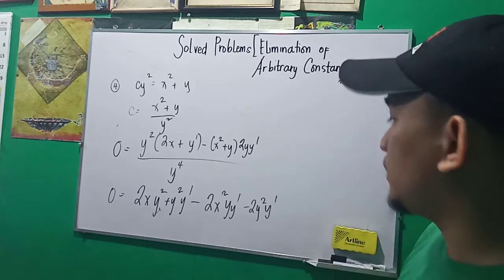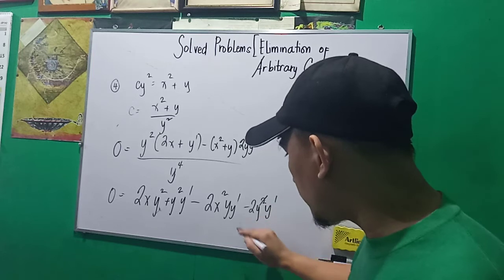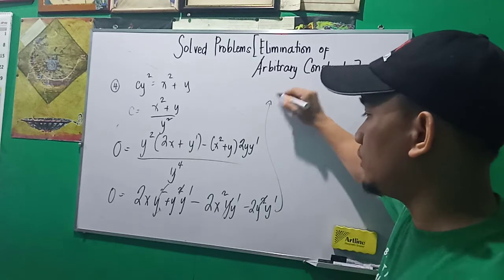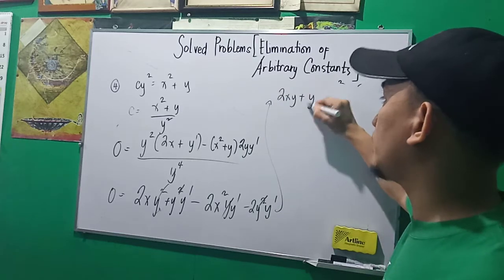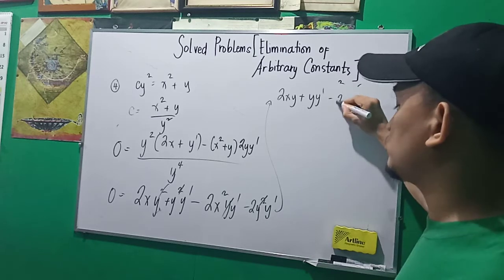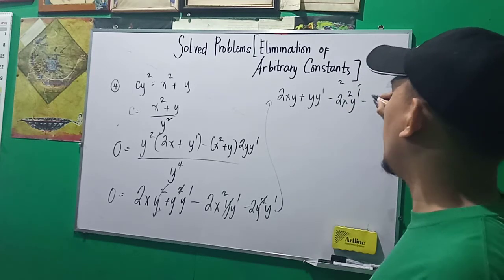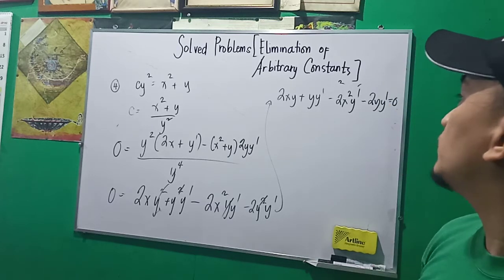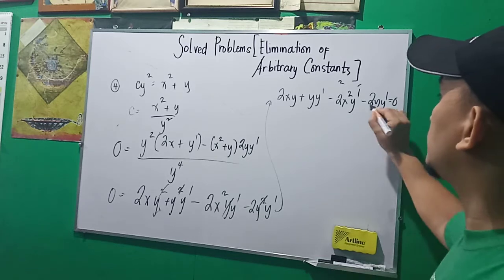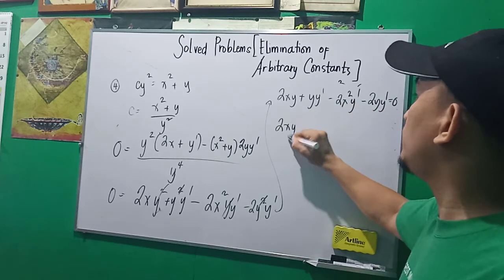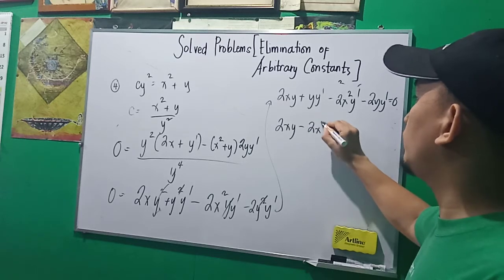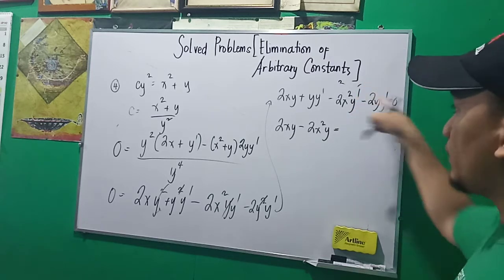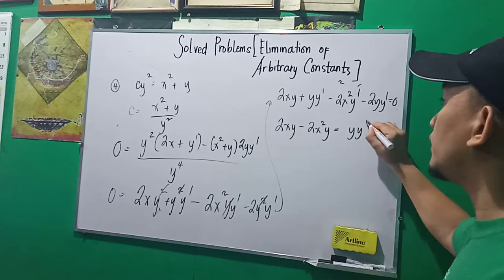So, ano mangyari dyan, Sir IJ? May common tayong isang y. Tanggalin natin, isang y, isang y, isang y. So, we are left with 2xy plus y prime minus 2x squared y prime minus 2y prime equal 0. So, ano na mangyayari dyan? Meron ba tayong pwedeng i-simplify? Meron, Sir IJ, ito. So that is 2xy minus 2x squared y equals 2yy prime. Lilipat sa kabila, magiging plus 2yy prime. Ito minus, magiging y prime.